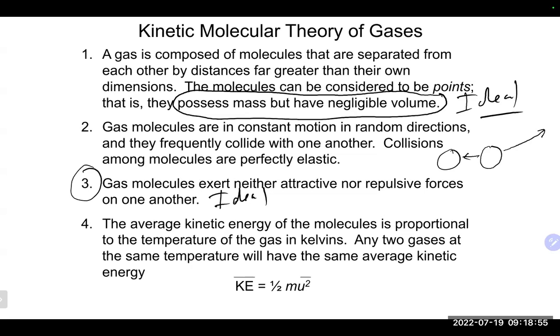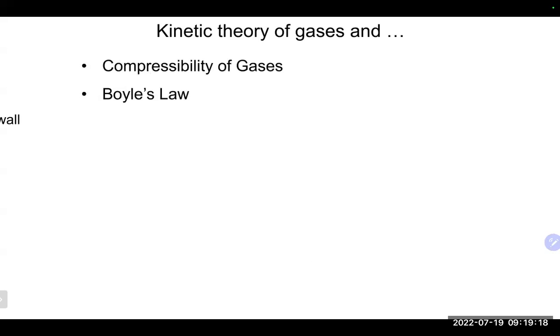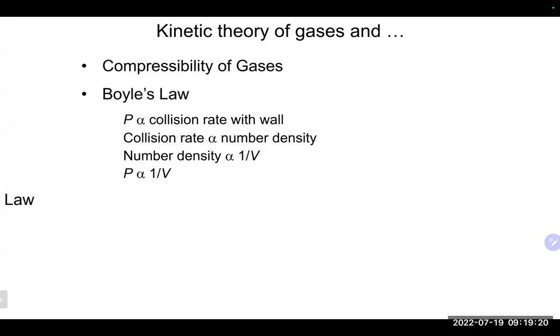The average kinetic energy of molecules is proportional to the temperature of the gas in Kelvin. So, as we talked about, as we increase the temperature, we would expect the gas molecules to fly a lot faster and move around a lot faster. And as we lower the temperature, they would have less energy and would not move around as fast. We saw that with some of the laws that we talked about.